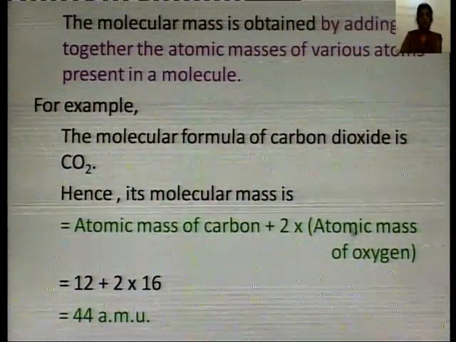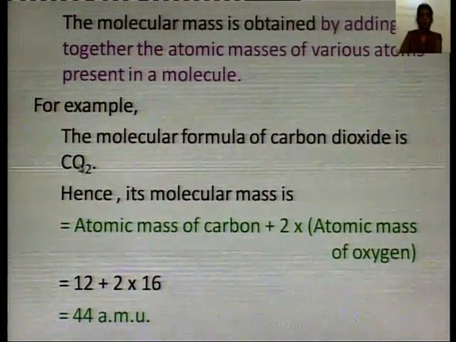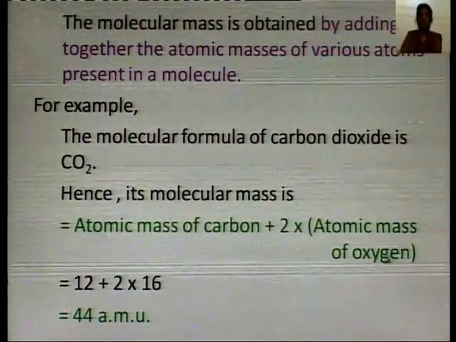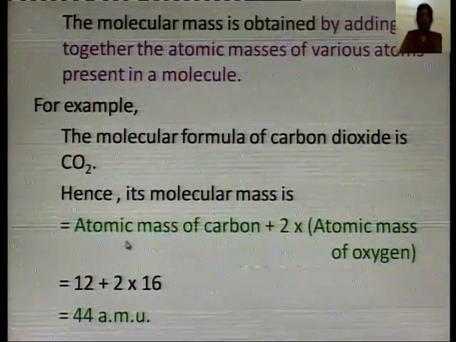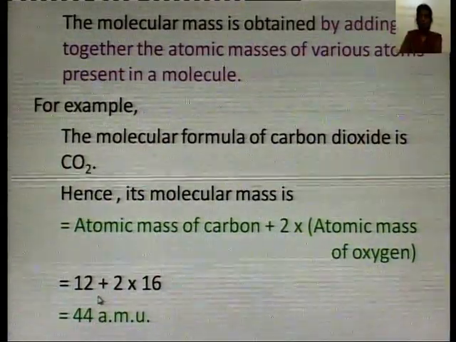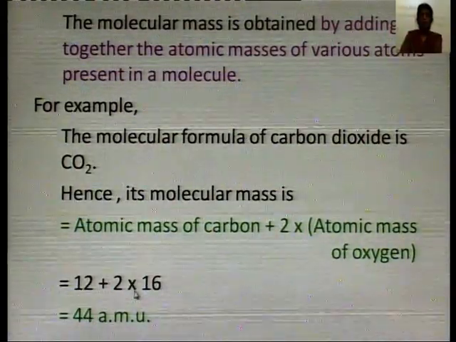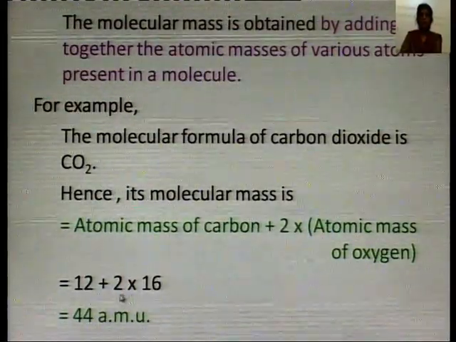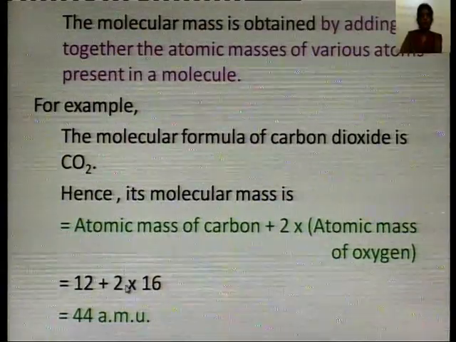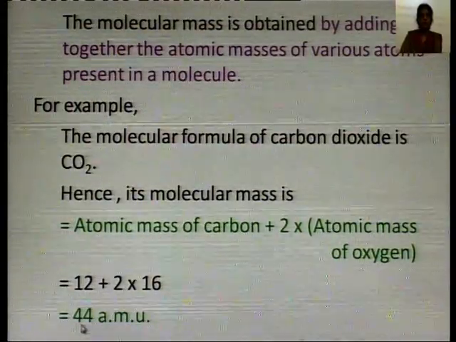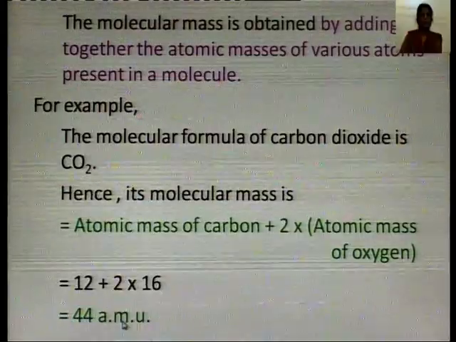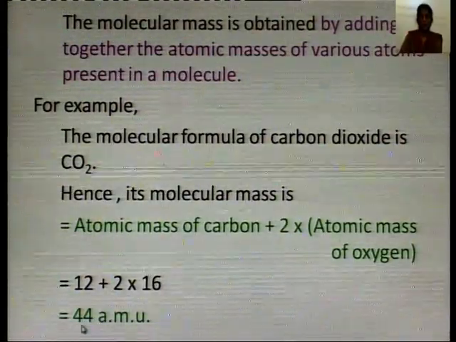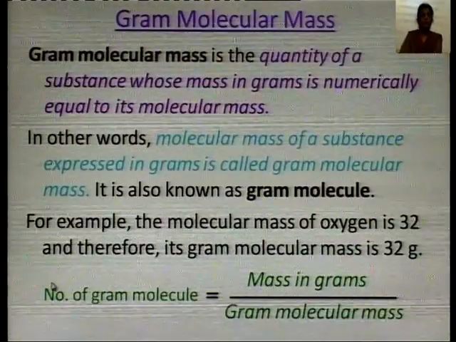Why have we multiplied it by 2? Because in carbon dioxide there are 2 oxygen atoms. So, 2 into atomic mass of oxygen. The atomic mass of carbon is 12 plus 2 into 16, because 16 is the atomic mass of oxygen. So, 2 into 16 is 32, plus 12, this comes out to be 44 AMU. So, the molecular mass of carbon dioxide is calculated as 44 AMU.